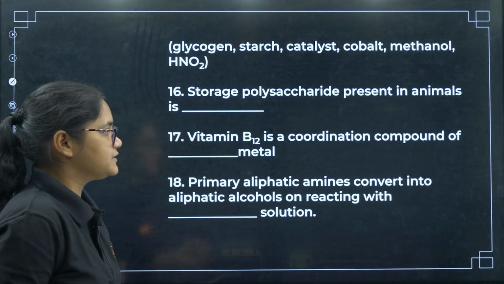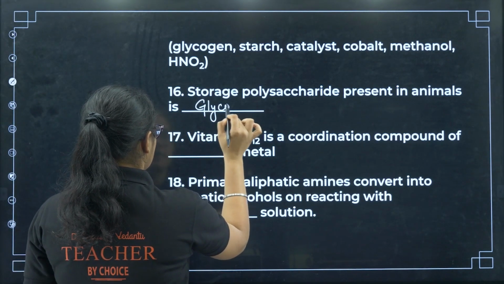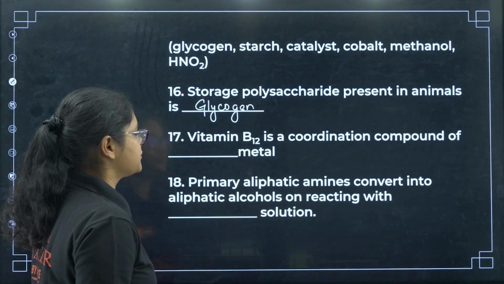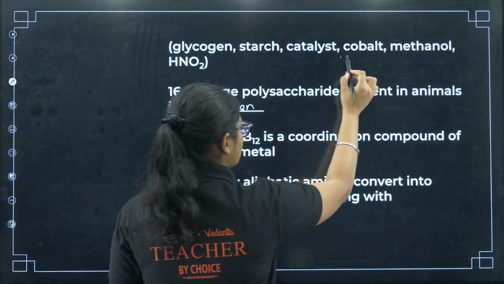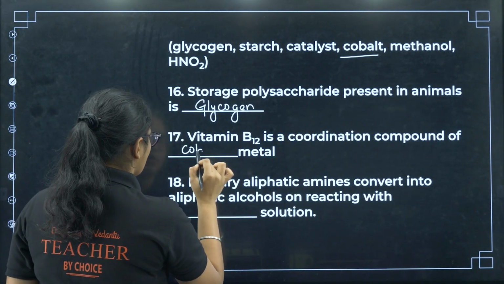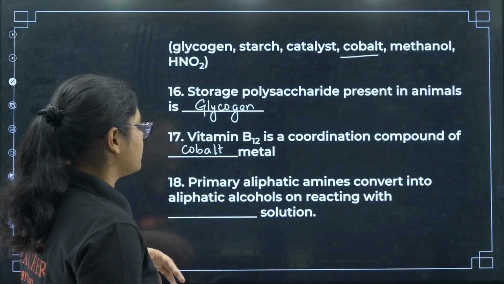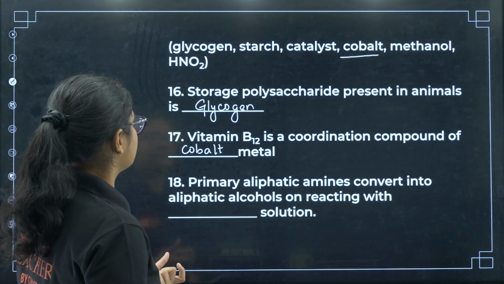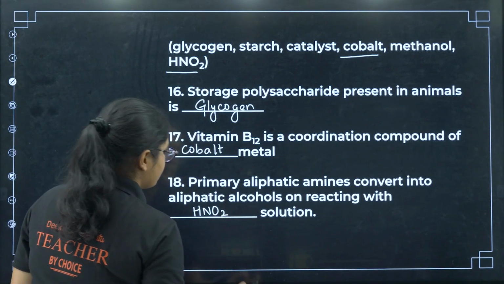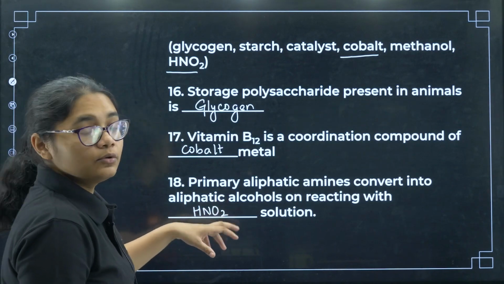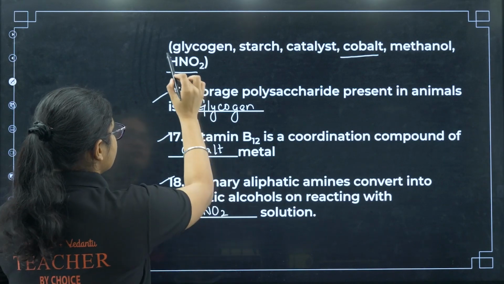The storage polysaccharide present in the animals is, this is very easy, glycogen, right? In plants it is starch. Vitamin B12 is a coordination compound of cobalt, and it is also called cobalamin. Next, primary aliphatic amines are converted into aliphatic alcohols on reacting with dash solution. If I read it, with nitrous acid, then it will get converted to alcohols. Okay, so 16th, 17th and 18th is done.